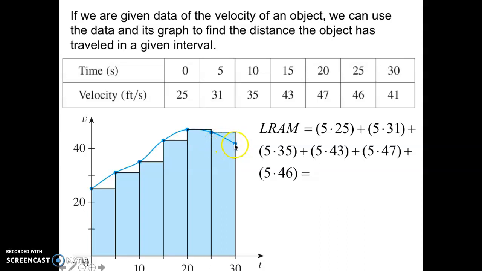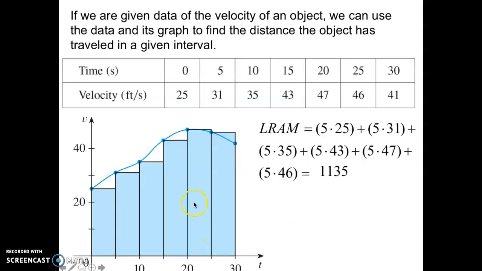I'm not drawing a rectangle that has a length of 41, but I did draw 1, 2, 3, 4, 5, 6 rectangles, where their heights were given by 25, 31, 35, 43, 47, and 46. So sometimes we don't even have to draw the curve to know. We can use an LRAM by just taking all of our output values and multiplying by the width of each rectangle, which in this case is 5 units. Adding them up, I get 1,135 feet.